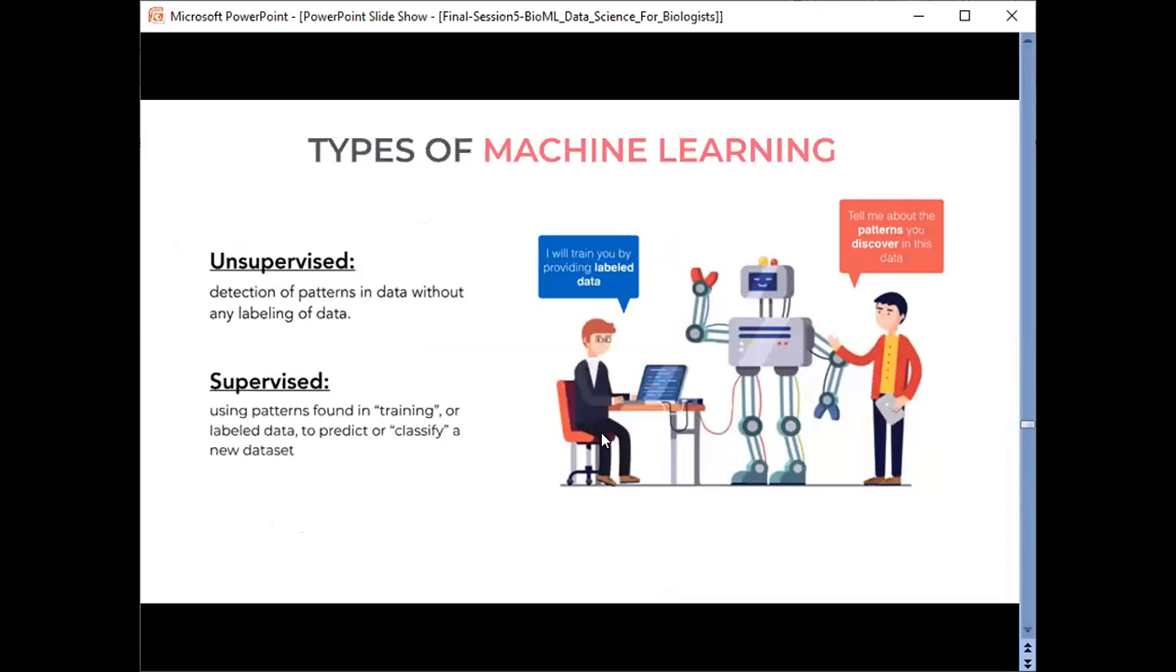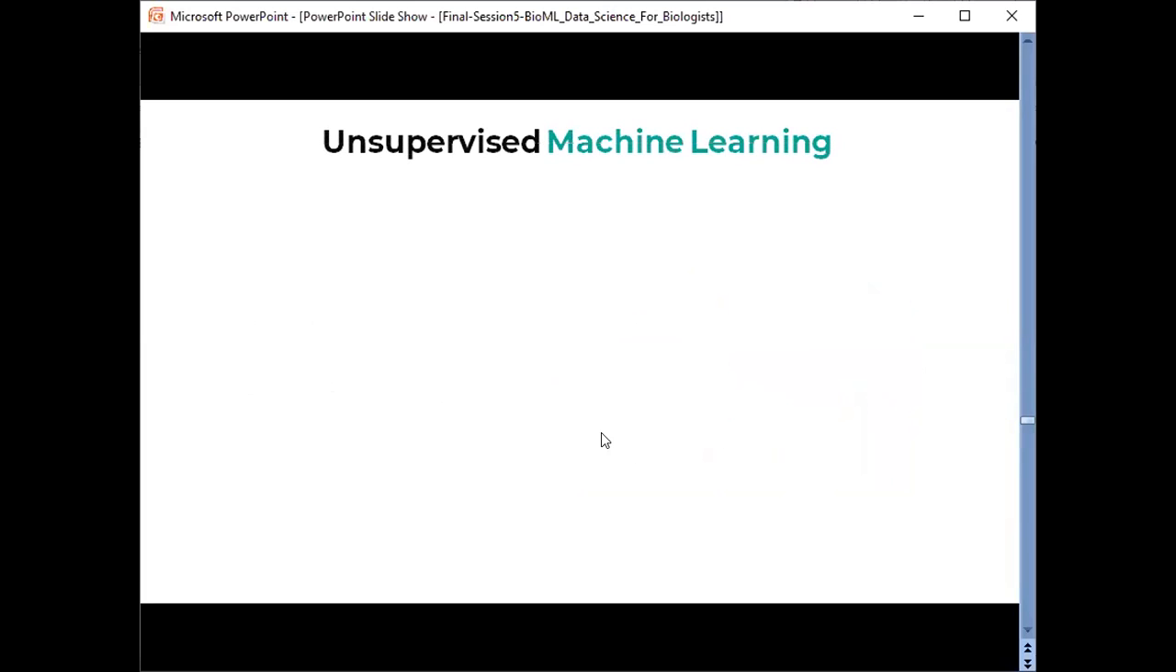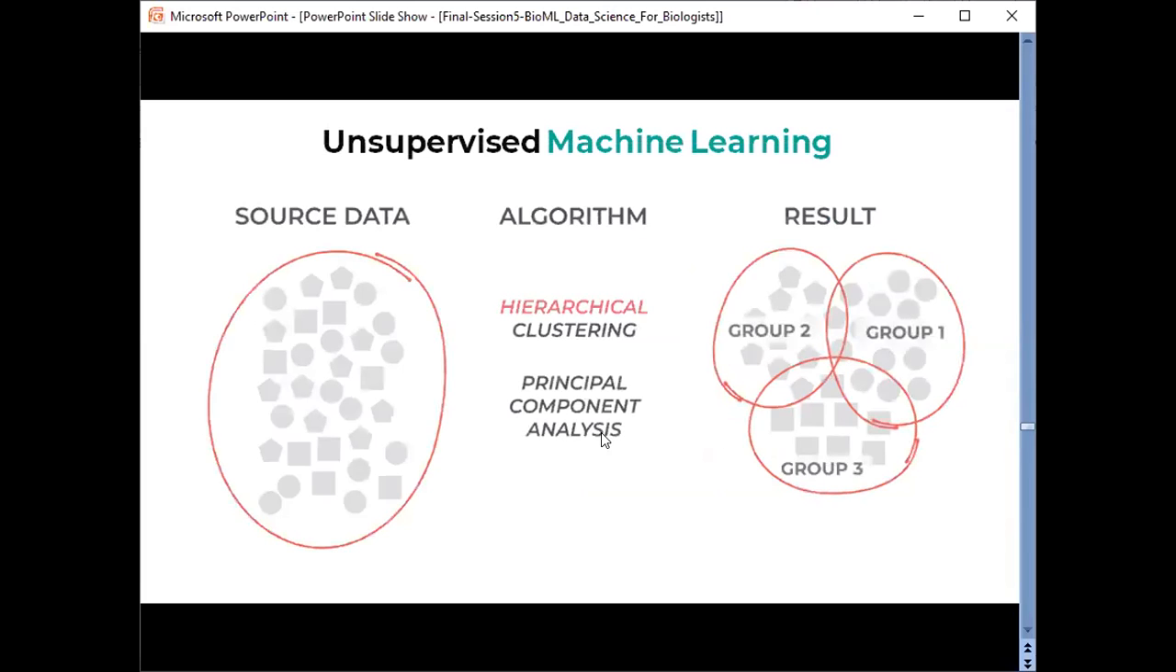So what are the different types of machine learning? There are two major categories. The first one is unsupervised, and the second is supervised machine learning. Now let's understand each of these methods one by one. First, unsupervised machine learning. Unsupervised machine learning focuses on the detection of patterns in unlabeled data. Unlabeled data means we do not have information regarding the class or the groups of the samples.